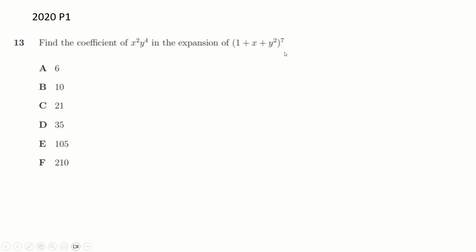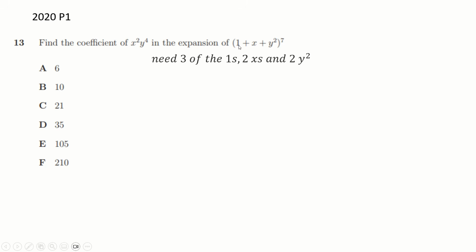Now, just be a bit careful here. To get x squared, you obviously need to take 2 of those. To get y to the 4, you also only need to take 2 of those, because, of course, 2 of those will make y to the 4. So we need 2 of those, we need 2 of those. That's 4 things selected, which means there are 3 things left to select, which means we must be choosing 3 ones.